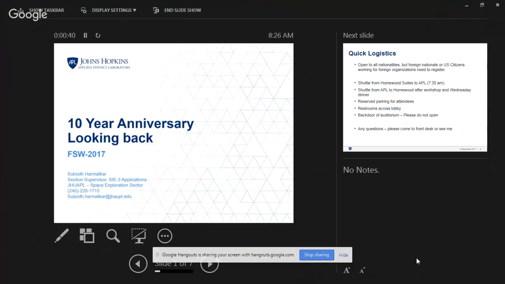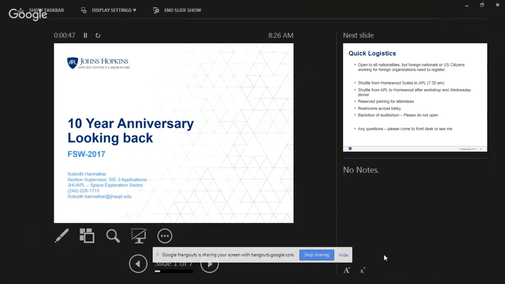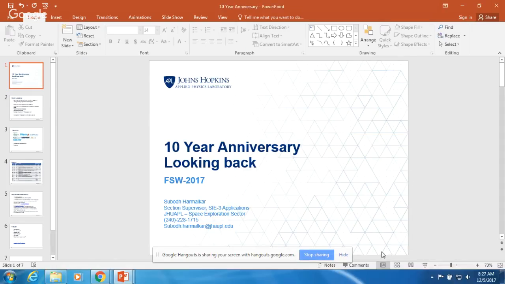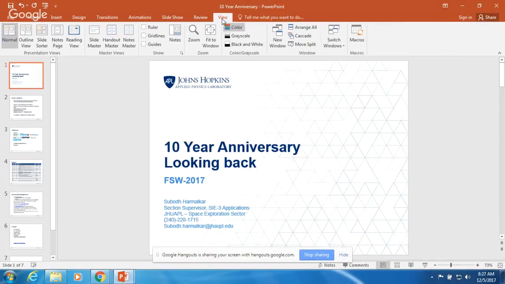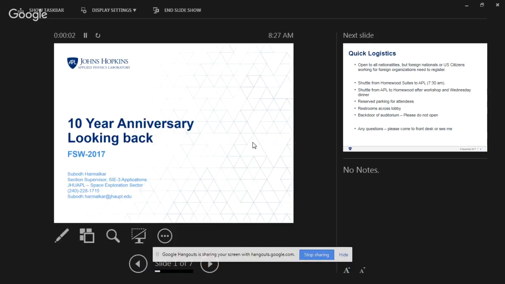Yeah, we need to get it out of that. And how do you get it? Well, on a Mac, go under settings. So you have to lose that for a second. And up to view, click view, and it should be normal. Should be normal. We are in normal. Go ahead and hit F5. Yes. No, we do not want notes page.